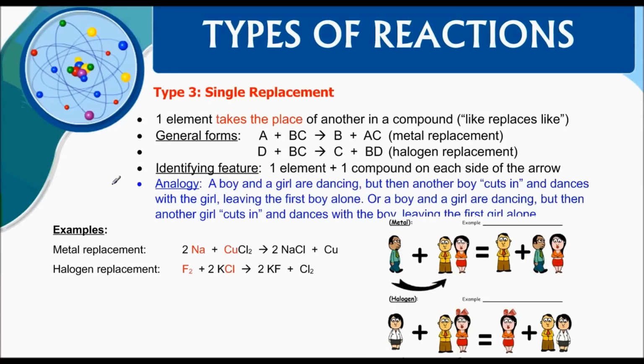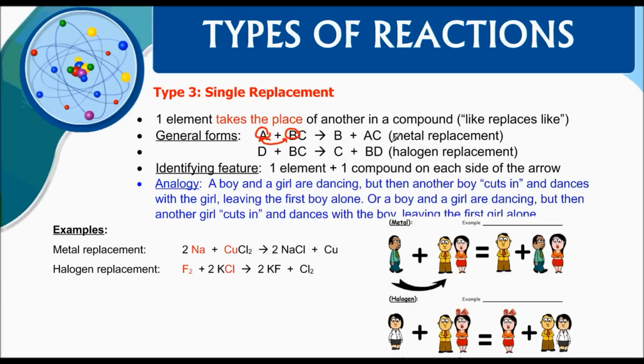Okay, our third type of reaction is single replacement. In this situation, one element takes the place of another in a compound. And notice I've written here like replaces like. So what does that mean? Well, if you look at our general forms, I've got A plus BC. So this is a single element plus a compound. Reacts to form B plus AC. So what happened here is that A and B actually switched places.